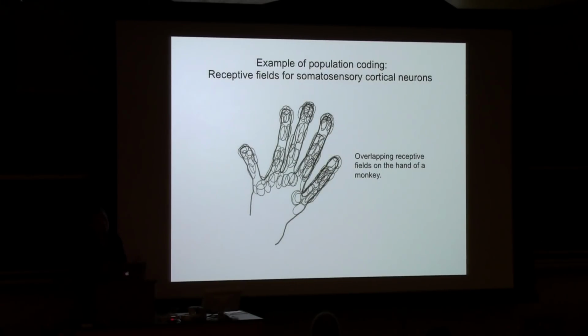You see that this is the general problem. If you want to code information, you need many neurons, just because the precision of a single neuron is not that precise. So this is the receptive field in somatosensory cortex of a monkey. This is a macaque monkey, right? Each of the ovals is a receptive field of a neuron in the somatosensory cortex. That's sensitive to touch, right? Or tactile stimulation.